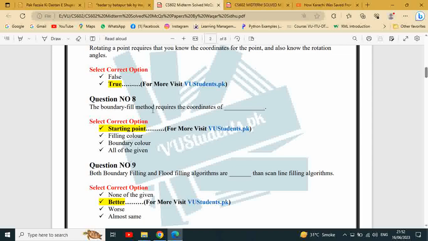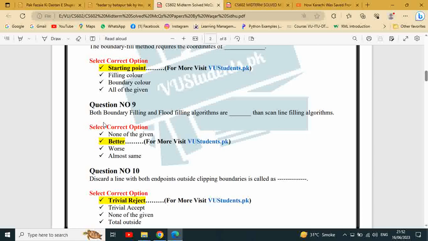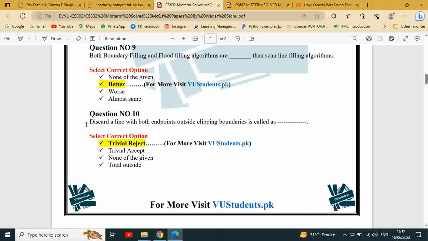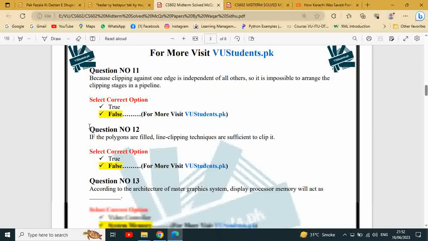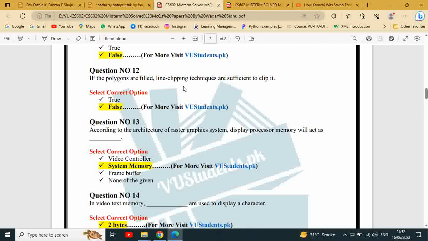The boundary fill method requires the coordinates of a starting point. Both boundary filling and flood filling algorithms are better than scan line filling algorithms. Discarding a line with both endpoints outside clipping boundaries is called trivial reject. Because clipping against one edge is independent of all others, it is impossible to arrange the clipping stages in a pipeline. False. If the polygons are filled, line clipping techniques are sufficient to clip it.